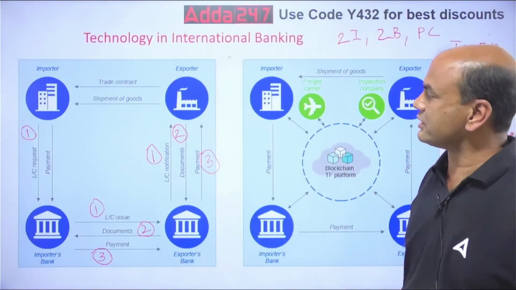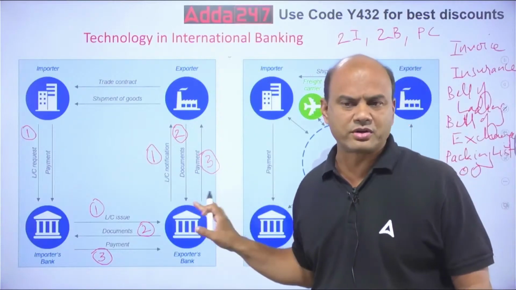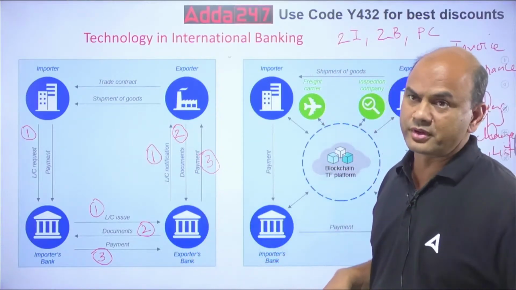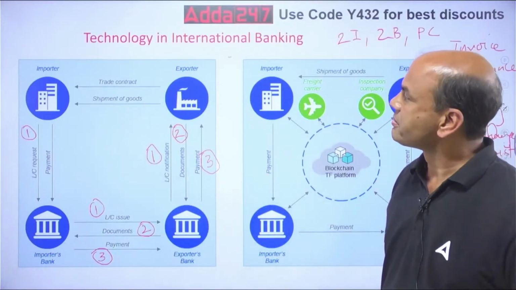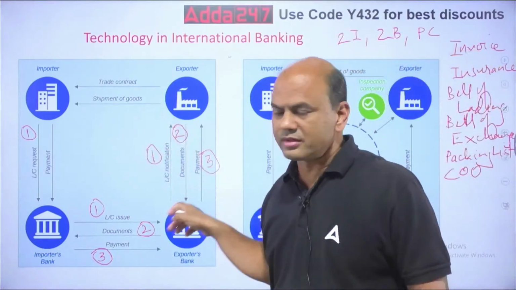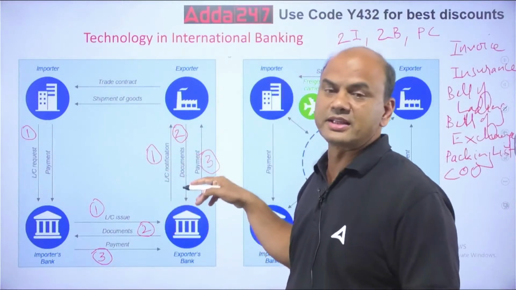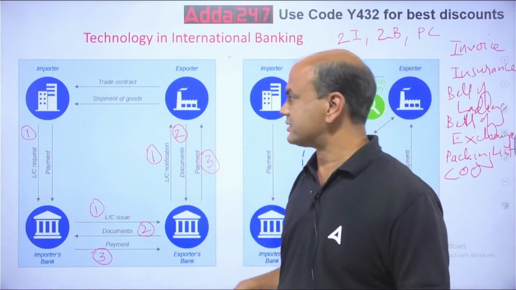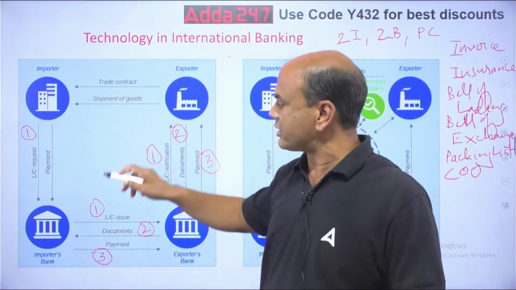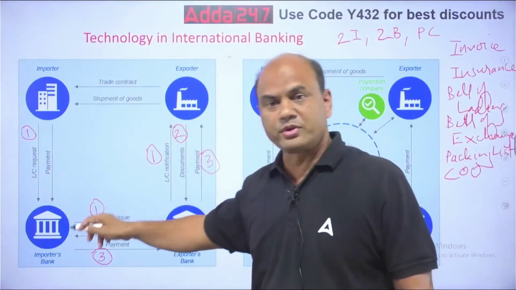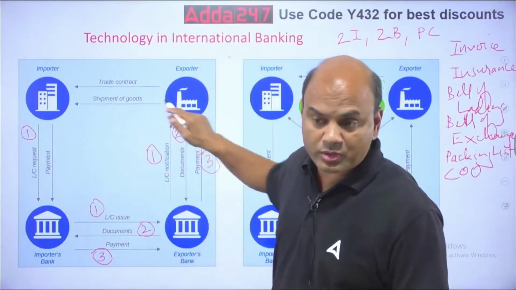Now look at this technology. I'll just explain it in short and then we'll conclude. Conclude means we'll move on to the next topic. This is a typical LC transaction. You see there are 4 bodies over here: importer, exporter, importer's bank, exporter's bank. Physical documents are flowing over here.